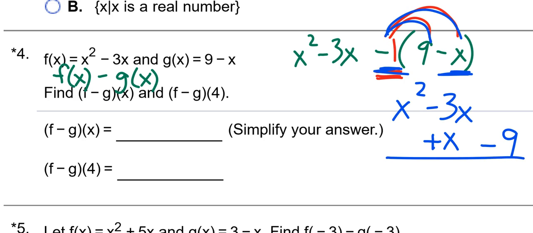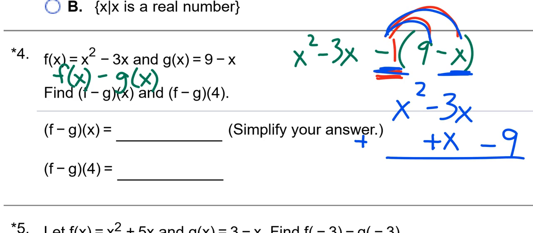Now, because you and I distributed that negative 1, we have changed this. It is no longer subtraction. What operation did we just change it to? Addition. So now we are adding the terms together.